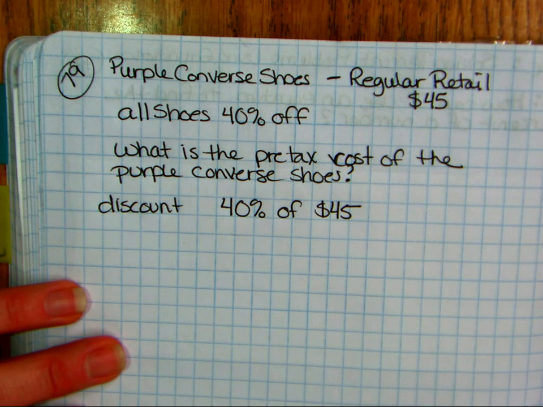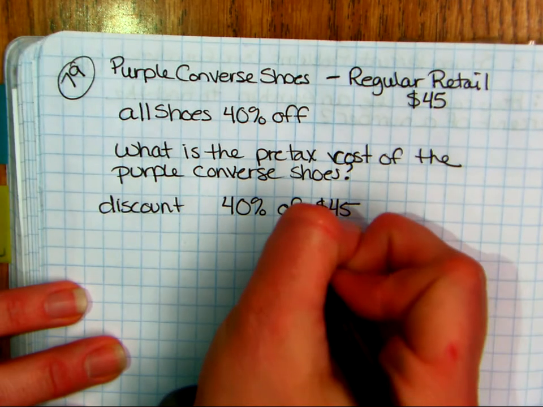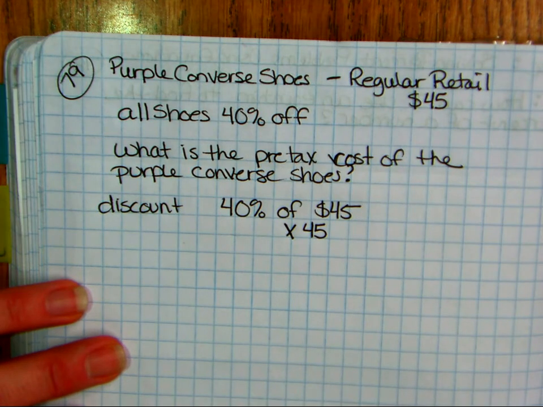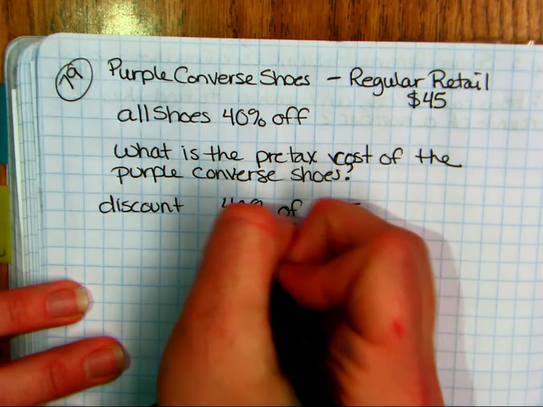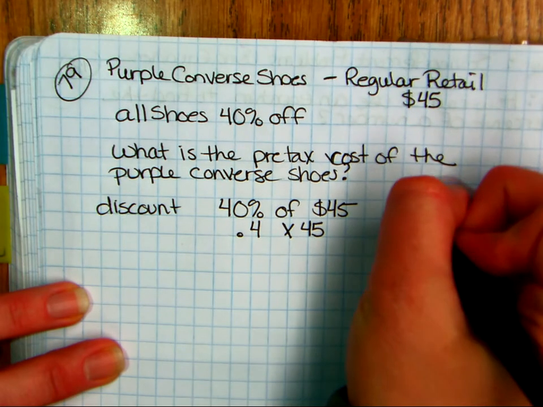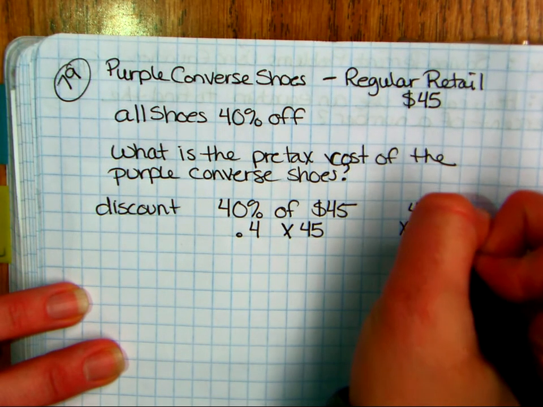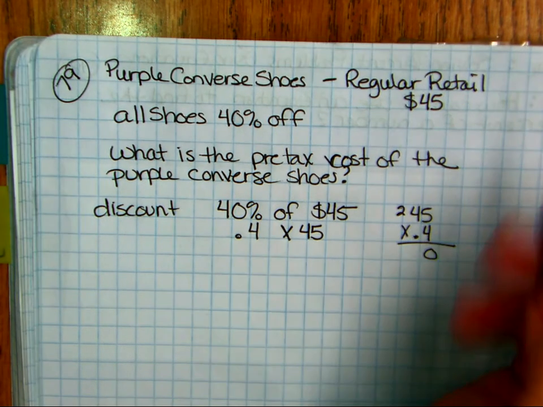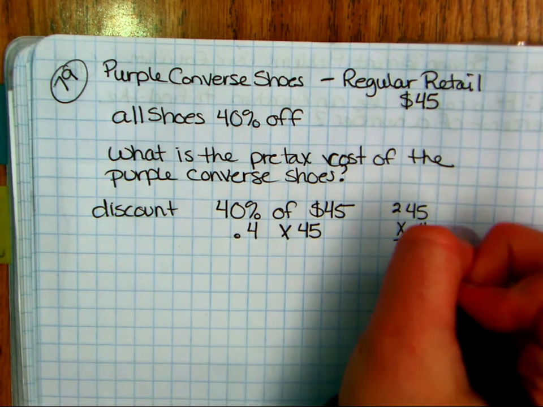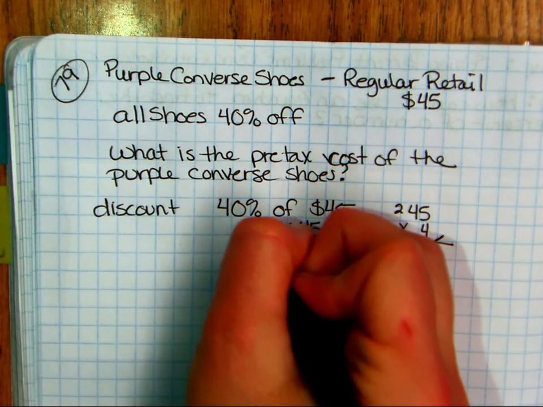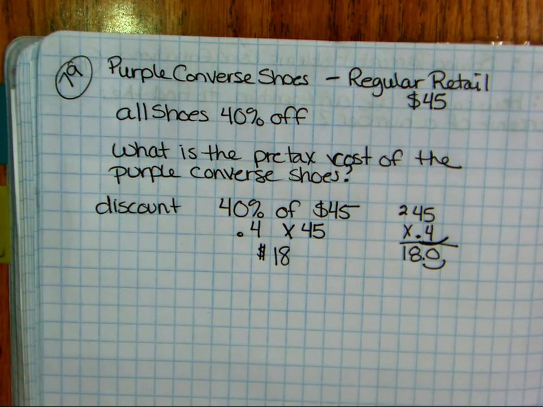All right. Let's convert this to an equation. Of means multiply. I'm going to drop my 45 down. 40% as a decimal is what? Isaac? 0.4 or 0.40, but we can cut off that 0 because it's not necessary. So I'm going to have 45 times 0.4. 4 times 5, guys? Carry the 2. 4 times 4 plus 2. I have 1 decimal in. I end up with $18 as my discount.